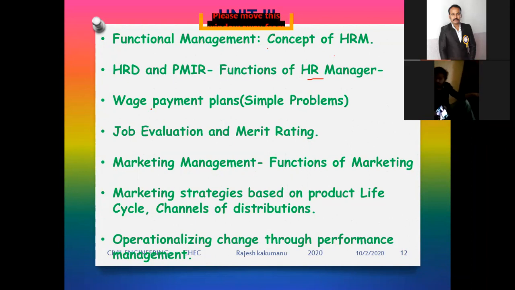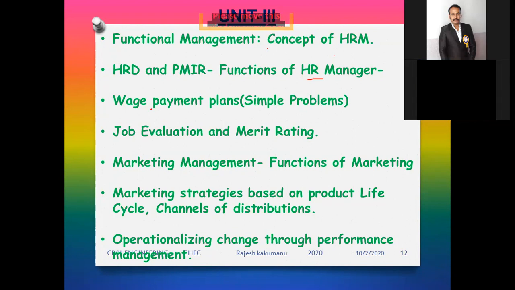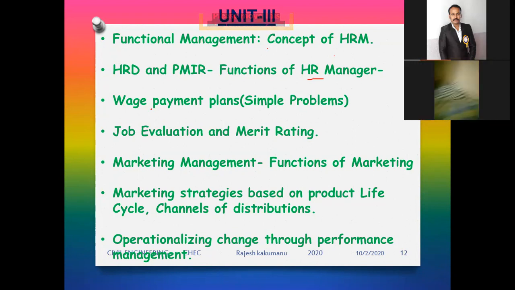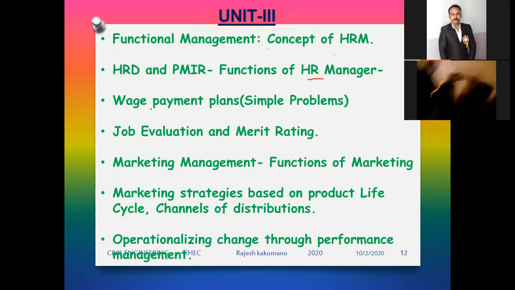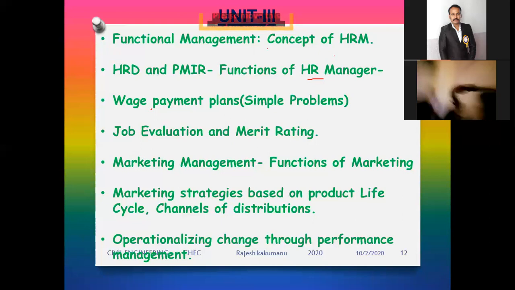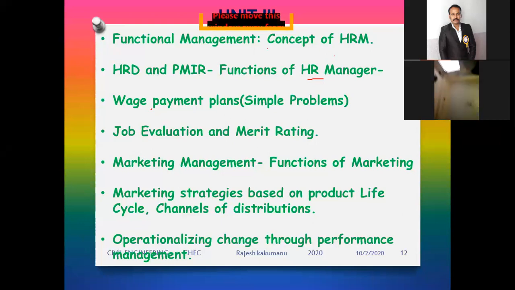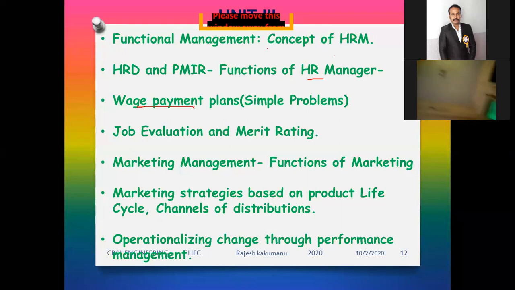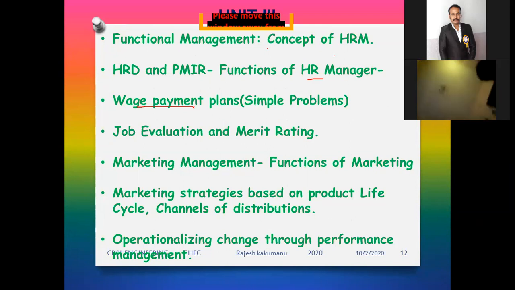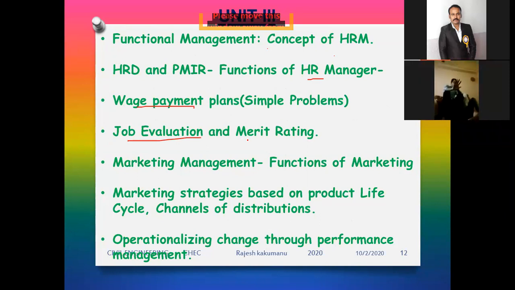So once you get a job in a company, how are you getting a job? Through the HR, right? Human resource, right? Through the HR department, you send a resume to the company. They call you for an interview. In the HR, they will have 3 or 4 rounds. It may be the technical round, it may be the HR or personal round, it may be the wages and salary round. So in these rounds, these things are judged. That is wage payment plans. And once you join a job, how the job evaluation is done and how the merit rating is done.